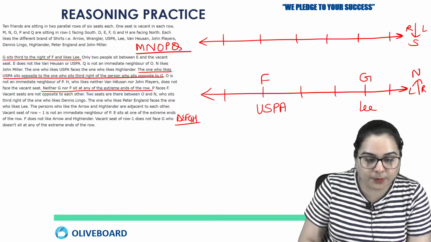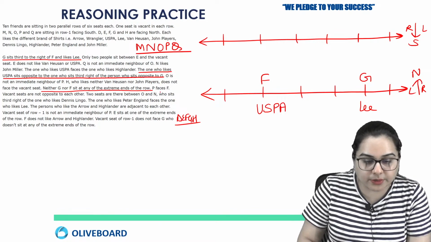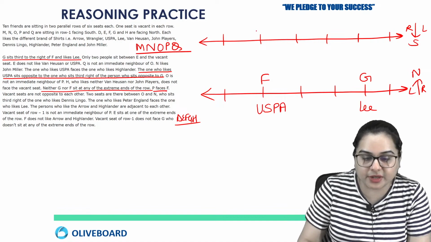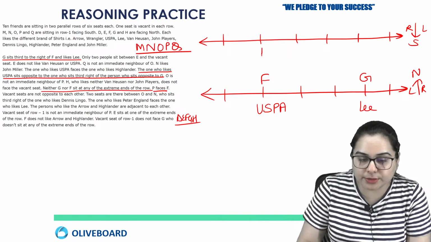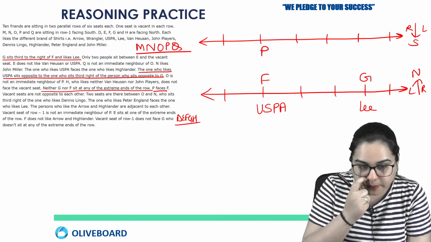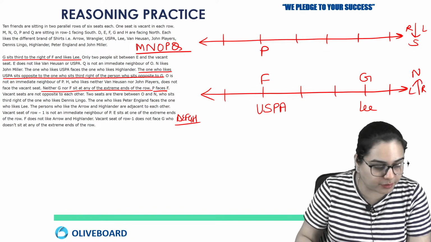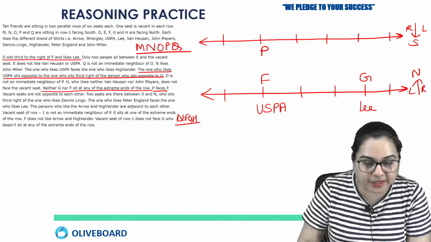Yes. So now let's move further. Now here you have that P faces F. So opposite to F, I'm going to write P. P will be written here. Okay. So let's find any other information which is related to P and F.